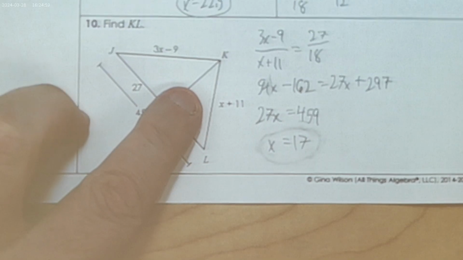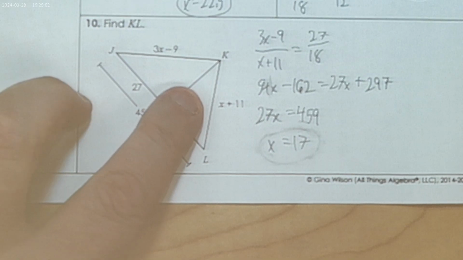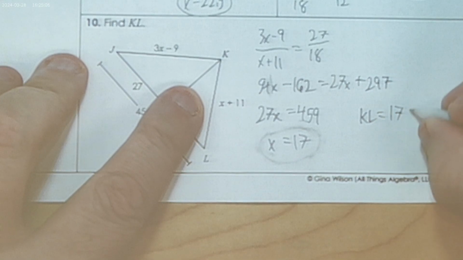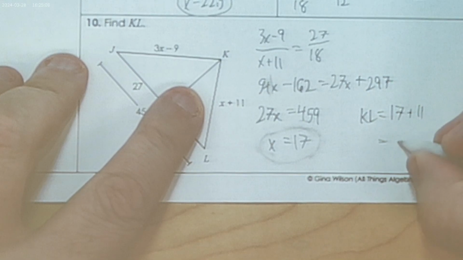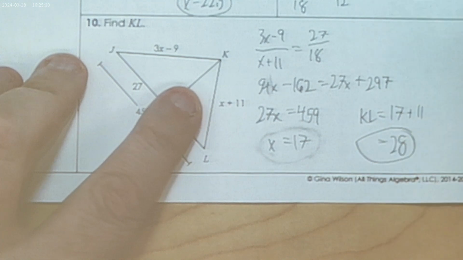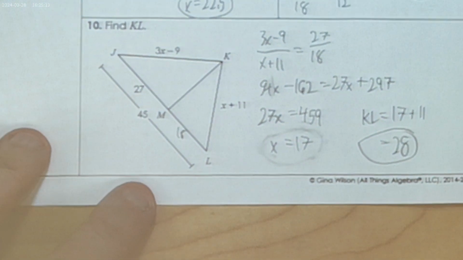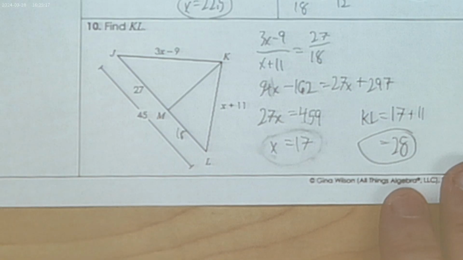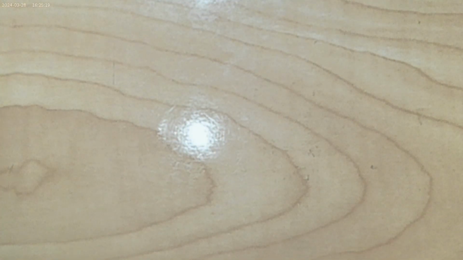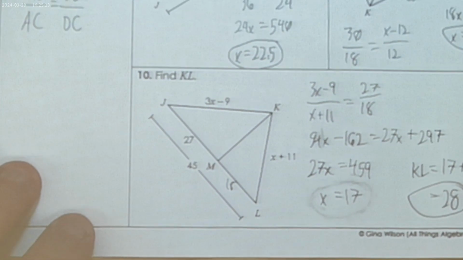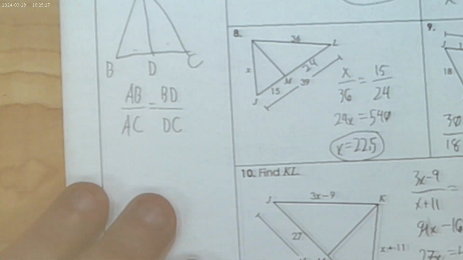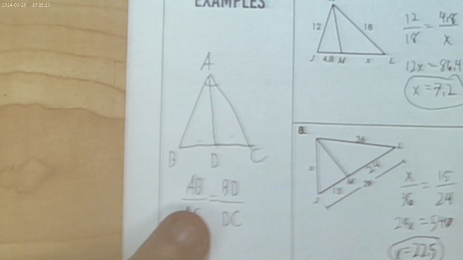So if I need to find KL, KL is equal to 17 plus 11, which is 28. There we go. That is the real final answer. Whew. Almost got me. But yeah, that's the whole worksheet. Sweet. We are done.